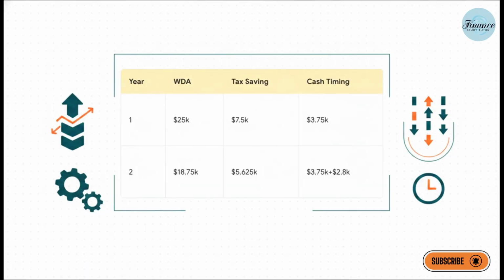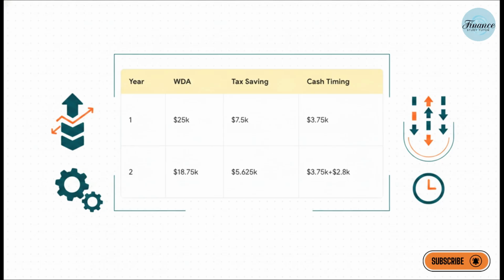Let's look at a concrete numerical example to really make this stick. Say in year 1, we have a WDA of $25,000. At a 30% tax rate, our tax saving is $7,500. But pay close attention to the cash timing here. Under UK rules, large companies pay tax quarterly, which effectively means half the tax is paid in the year the profits are actually earned, and the other half is paid in the following year. So that $7,500 saving, it's split. $3,750 hits in year 1, and the remaining $3,750 gets pushed into year 2.